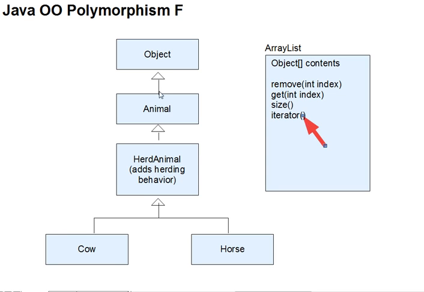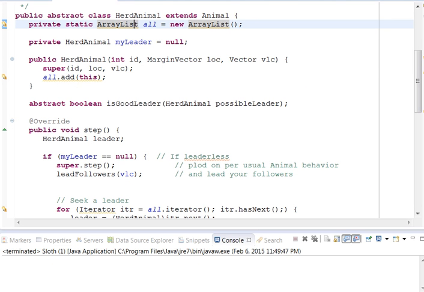So we declare and allocate an ArrayList called all up here in the code for herd animal to hold references to all existing herd animals. And in the herd animal constructor, right there, we add each newly created herd animal to all as the herd animal is constructed.